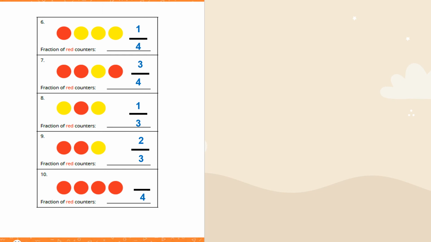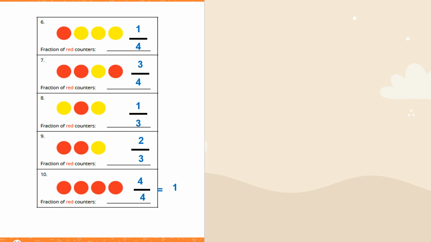4. 4 equal 1 whole. 4 over 4, because the red is 4 and the total balls are 4, equal 1. Okay, let's go to the next page.